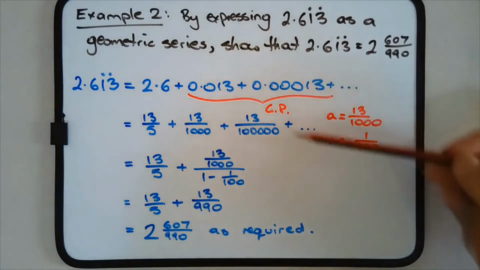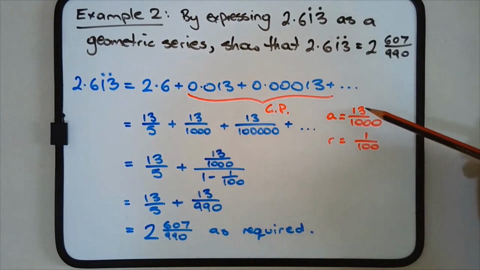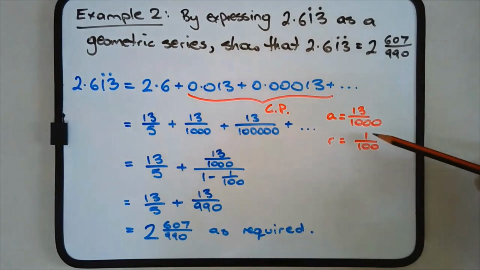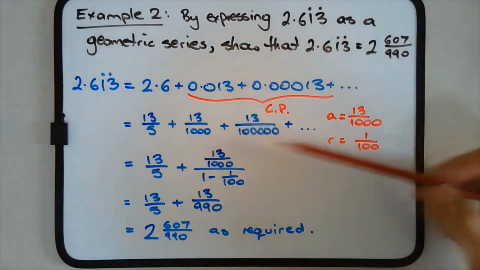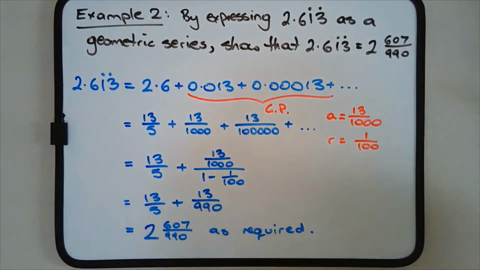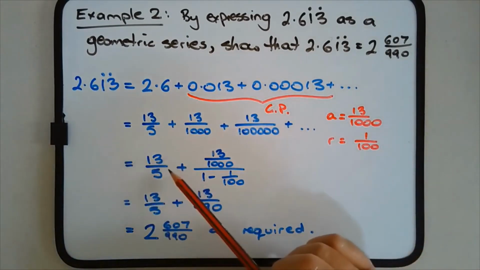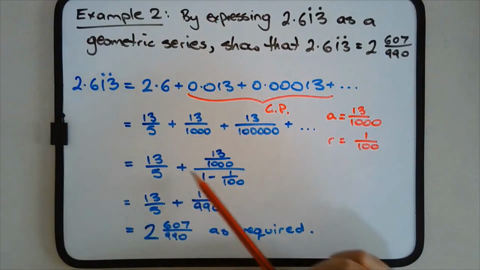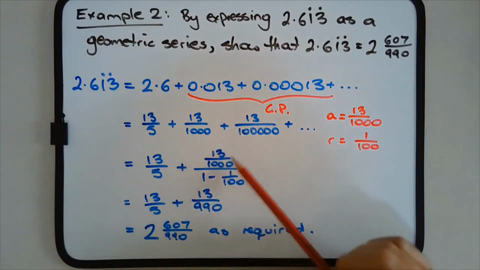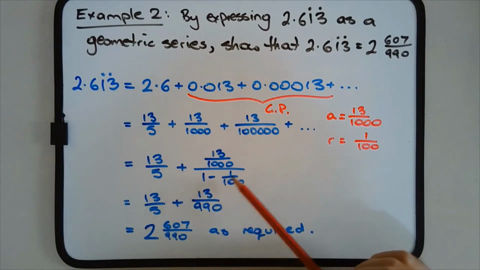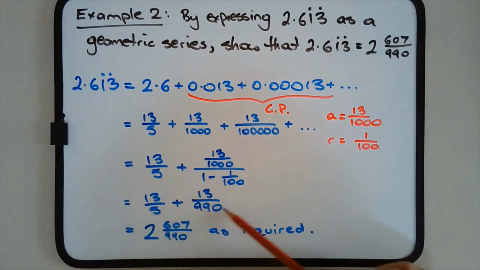Now this is a converging geometric progression, where the first term is 13 over 1,000, and the common ratio is 1 over 100. And because it's a converging series, we can apply the limiting sum of a geometric progression formula. That's S infinity is equal to a over 1 minus r. So it's equal to 13 over 5. Now that's a separate term, it's got nothing to do with the GP, plus a over 1 minus r. So the a is 13 over 1,000 over 1 minus 1 over 100. That's the 1 minus r. And that equals 13 over 5 plus 13 over 990. Just adding those two fractions in your calculator, we get 2 and 607 over 990 as required.